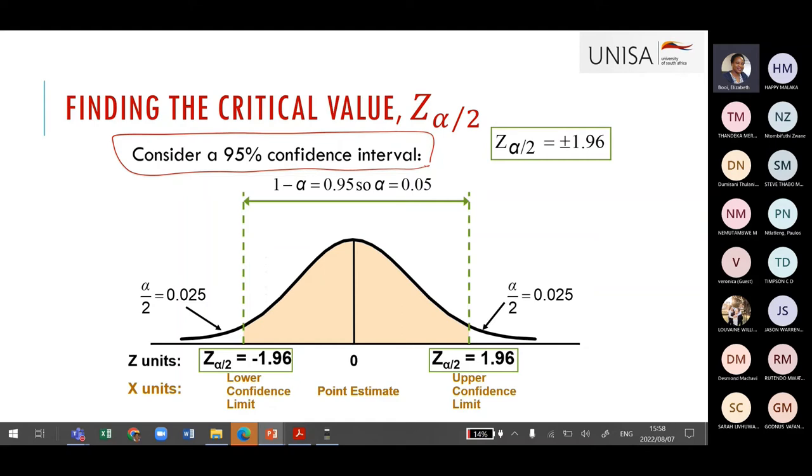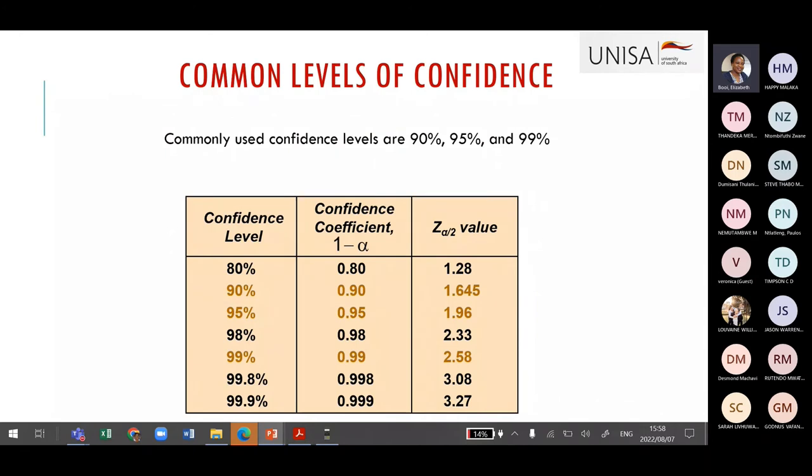So I need to give you as much information as possible. But the shortcut is to use the table that I'm going to share with you just now, which gives you almost all the critical values that can be asked. The ones highlighted in orange, the 90%, 95%, and 99%, are the most frequently used critical values.